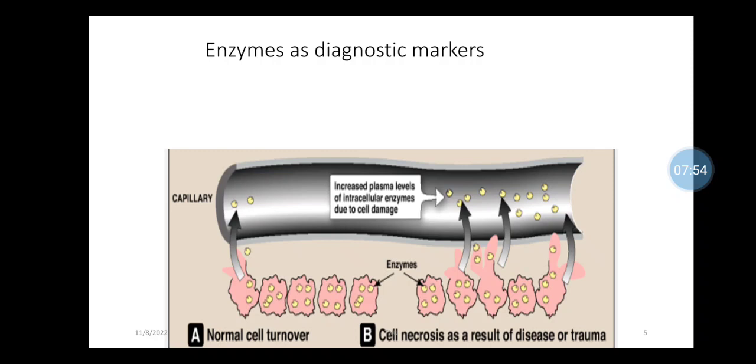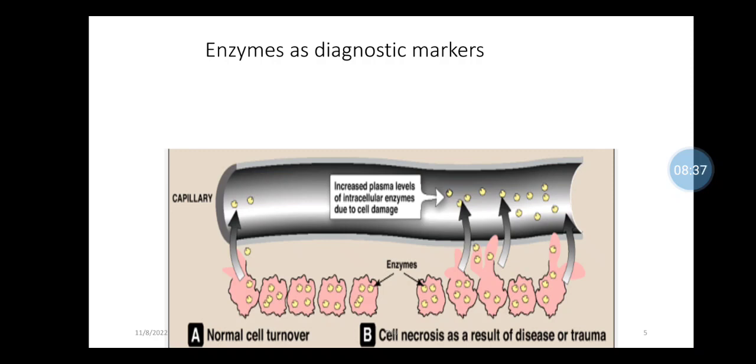there is an excess breakdown of the cells, and because of that there will be the excess leak out of the enzymes, cell enzymes, into the blood plasma. So at normal cell turnover time or condition, we have a small amount of cell derived enzymes in the blood, but in a disease condition, trauma condition, where there is excess cell destruction, at that condition the plasma contains more cell derived enzymes.